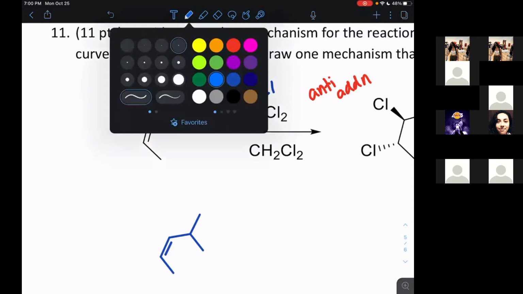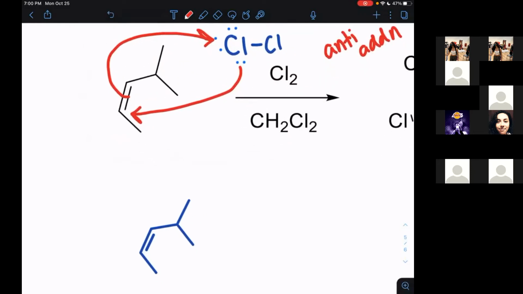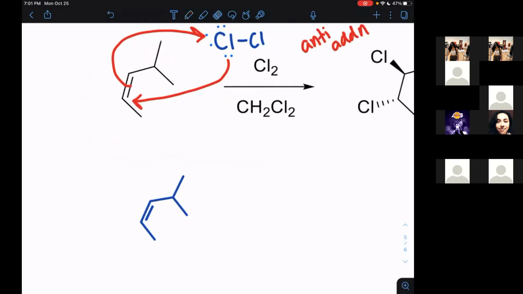Oh, okay, wait, I think I remember. So this one attacks the chlorine, but then this lone pair, yeah. Okay. And then she says you just pick a carbon that the lone pair on that chlorine is gonna form a bond with.